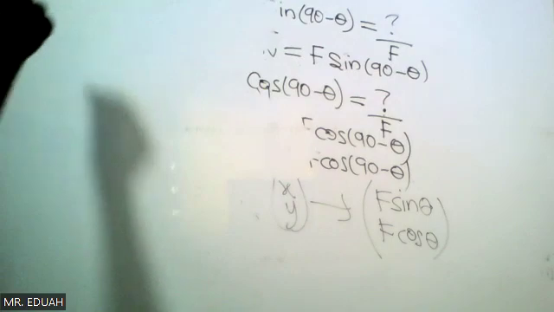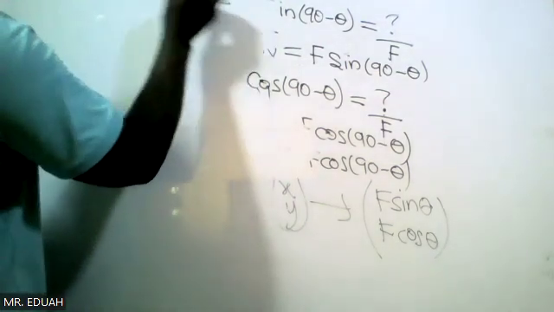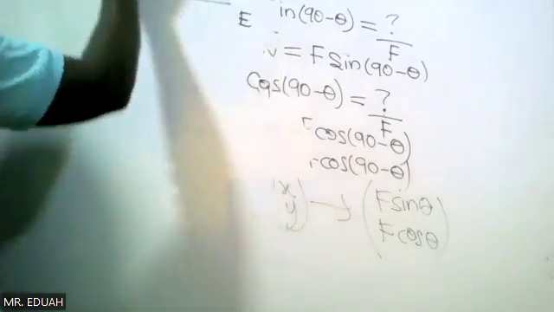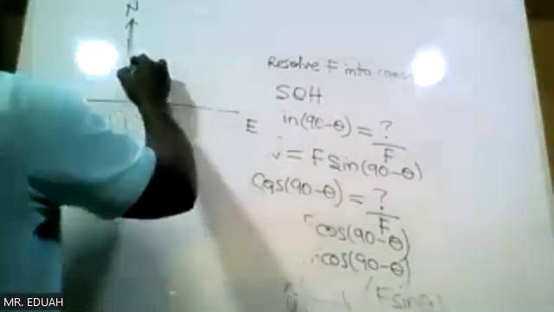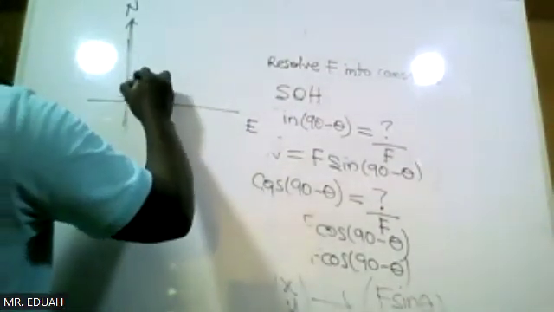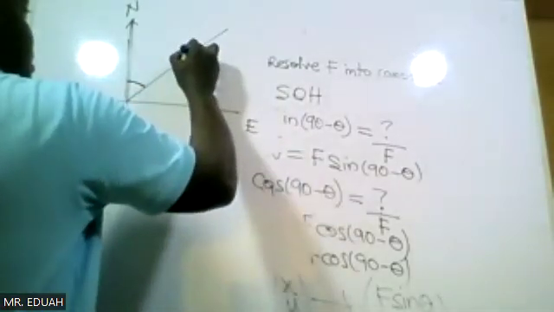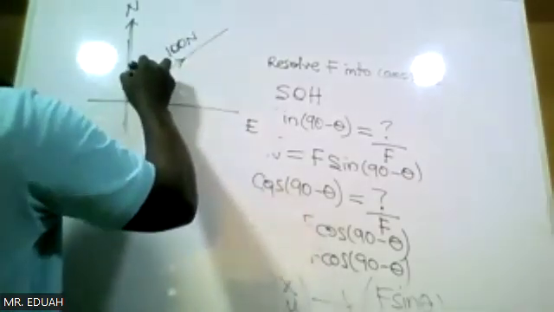So I have a force of 100 Newton. This is the north, this is east, the same as y and x. This force makes an angle of 60 degrees from the north. So I have 100 Newton, 60 degrees.